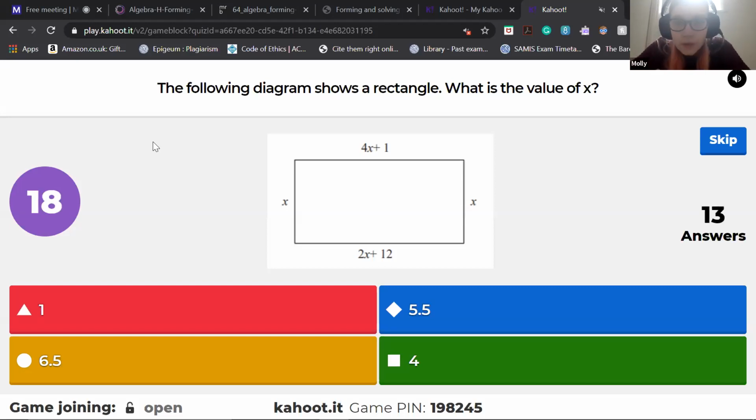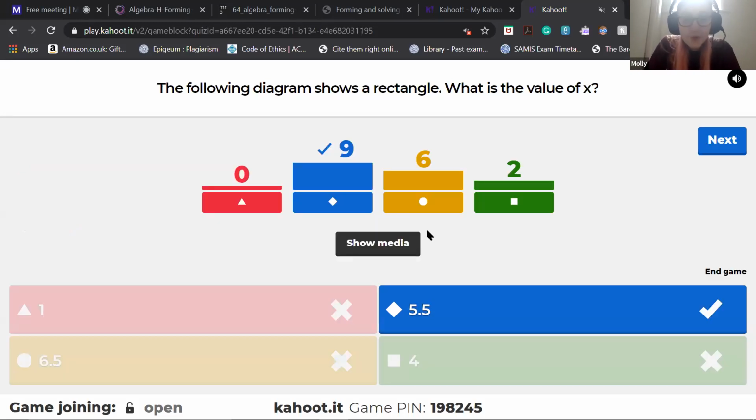Lots of people sending in answers already. Again, if you have no clue what to do with this, that's totally fine. We'll be doing questions just like this today. Okay, cool. Well done. Some people going for the 6.5. I think that could be a rearranging error. I can see totally where that came from, but well done, guys.